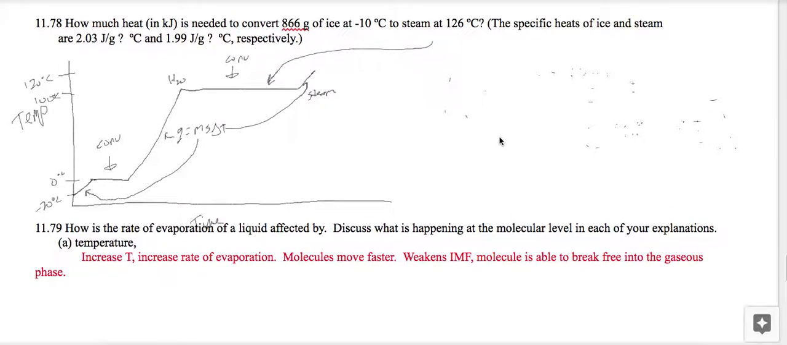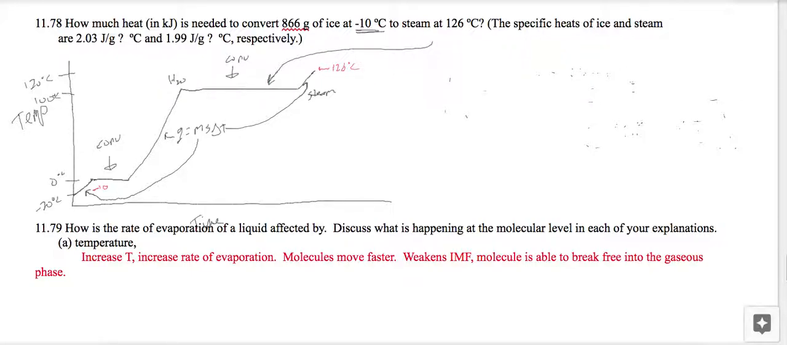I wanted to leave that there because we now have a problem that's going to start here at negative 10 degrees Celsius. So we're starting right where that arrow is actually, negative 10. And we're going to 126, which is actually just above here. So in this case, we have to do all 5 problems. We have to heat the ice up. We have to heat it when it's water. We have to heat it when it's steam. We have to go through 2 different conversion steps.